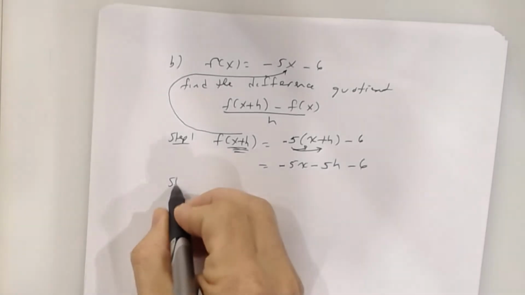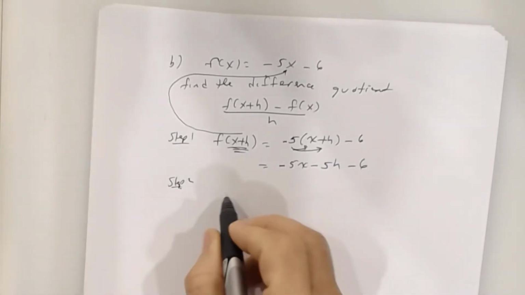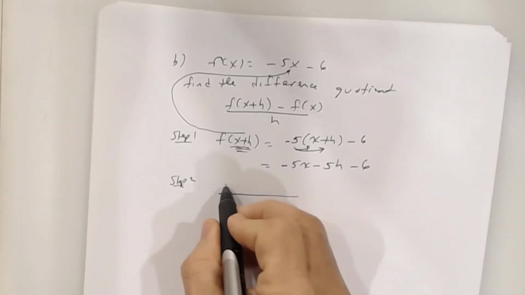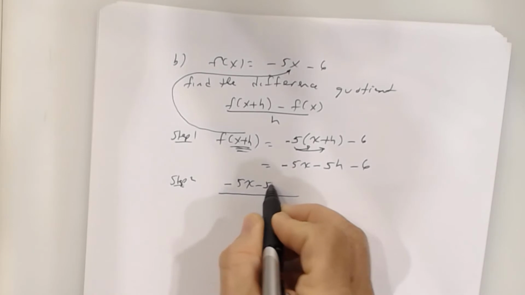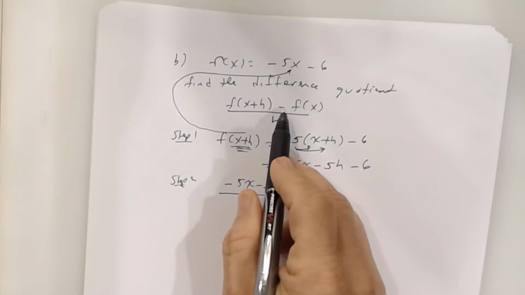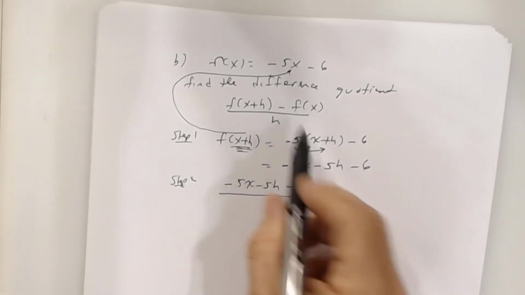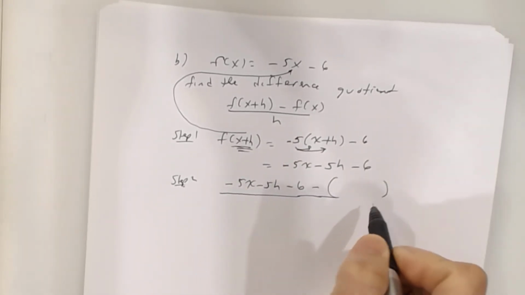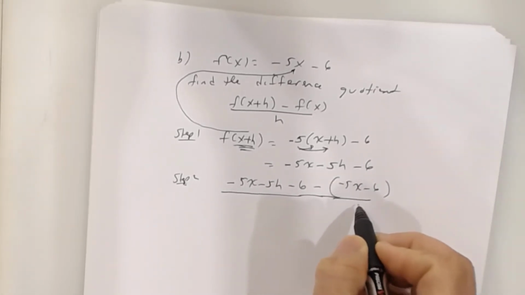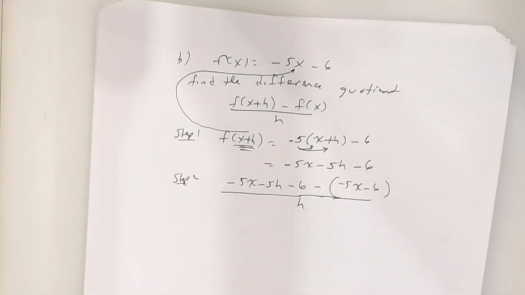Okay, now step 2 is where you put all the pieces together. So that f of x plus h I just found, what is it? Negative 5x minus 5h minus 6. And then I've got to now do what to what I just found? Subtract f of x. So I got to subtract in parentheses, what is f of x? Negative 5x minus 6. And all that's being divided by h. You're almost done. What's the next step? Distribute the negative 1.